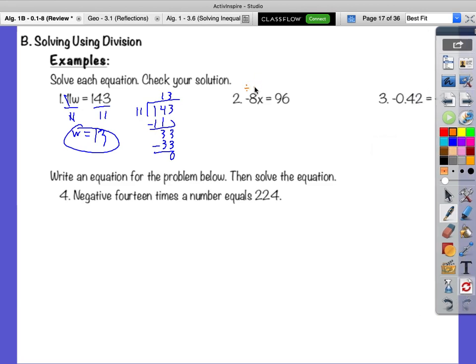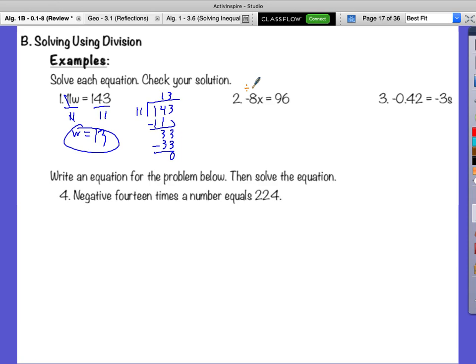So negative 8 divided by negative 8, and then divided by negative 8. 96 divided by negative 8. 8 goes into 9 one time, so it would be 8.